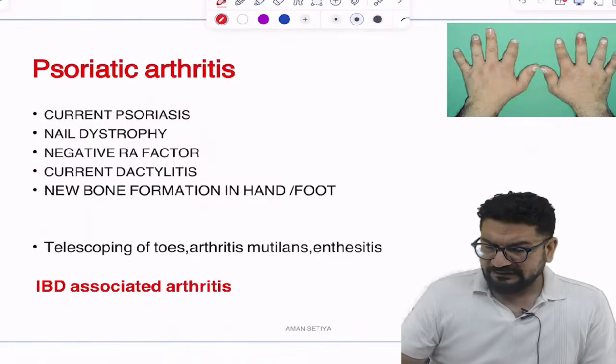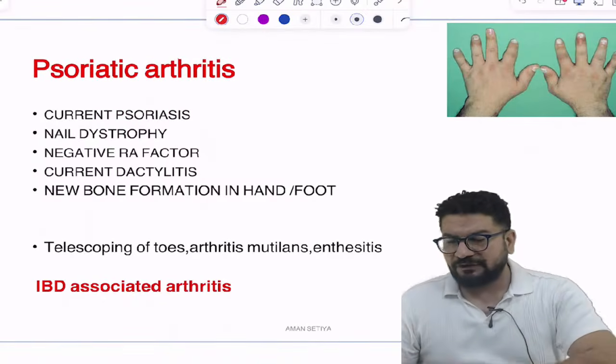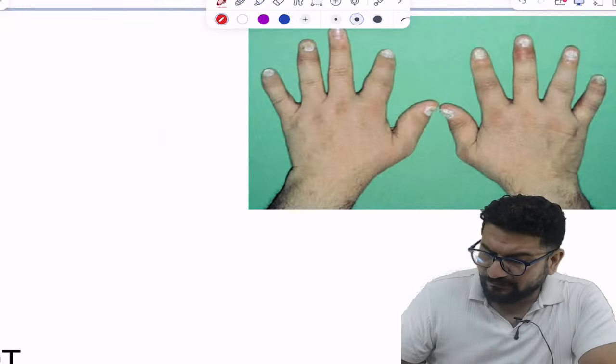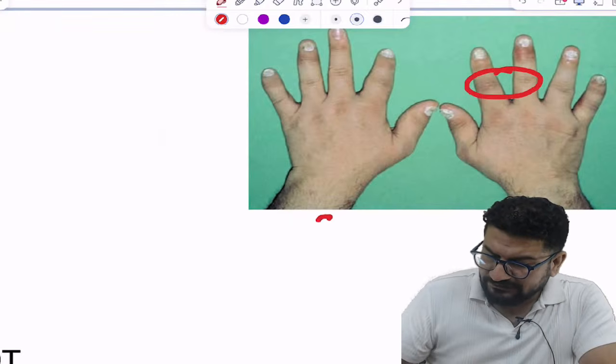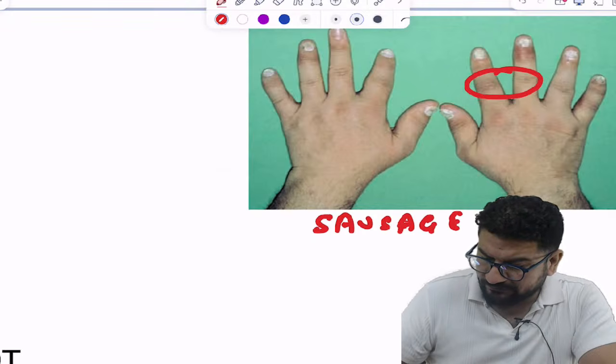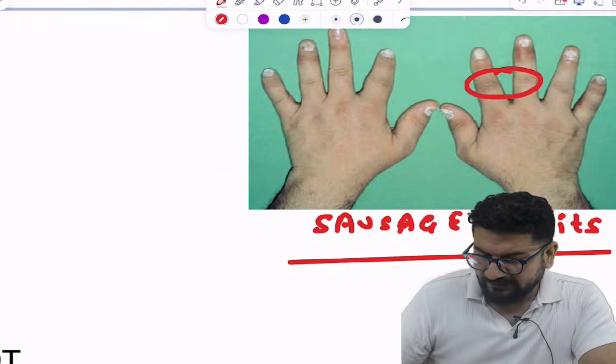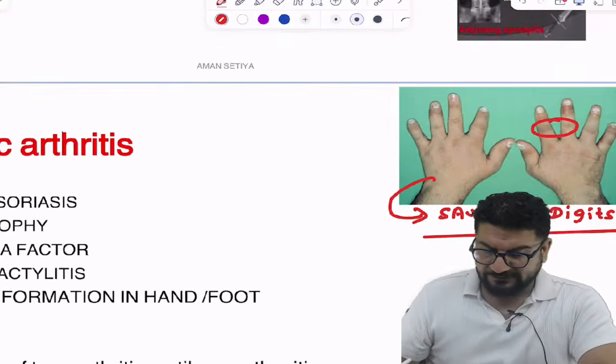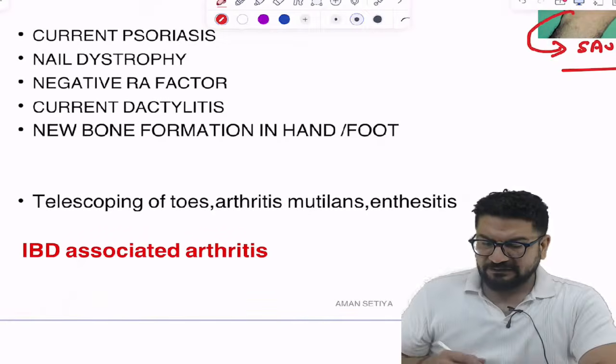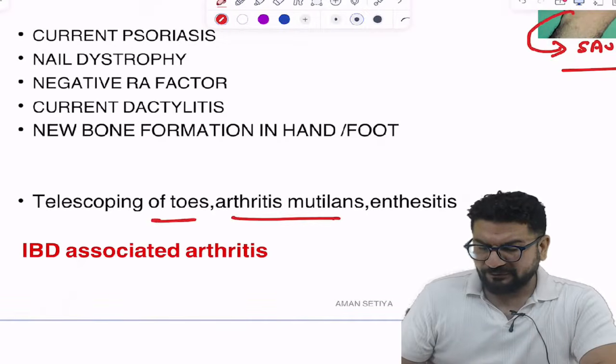Psoriatic arthritis, understand this thing: patient will have current psoriasis or family history of psoriasis. You can see there will be dactylitis, so fingers become swollen. When fingers become swollen, we call them sausage digits. Then you can see there is telescoping of toes, arthritis mutilans, and enthesitis.